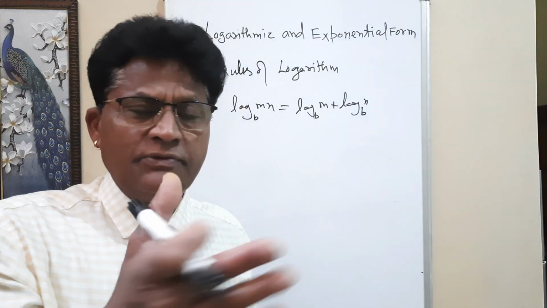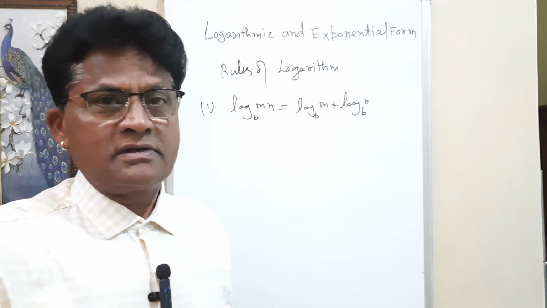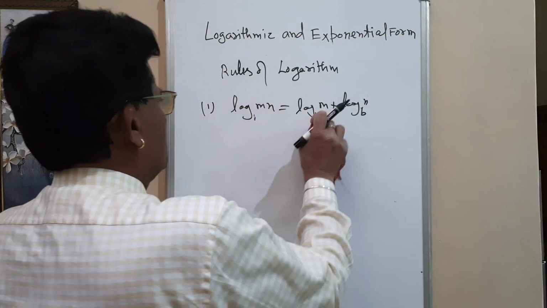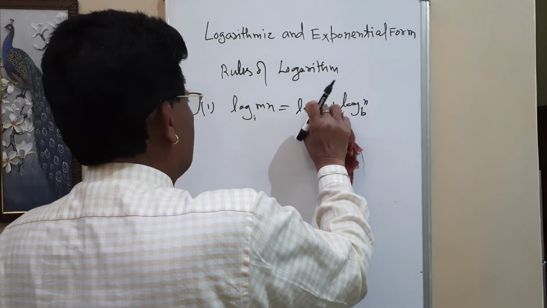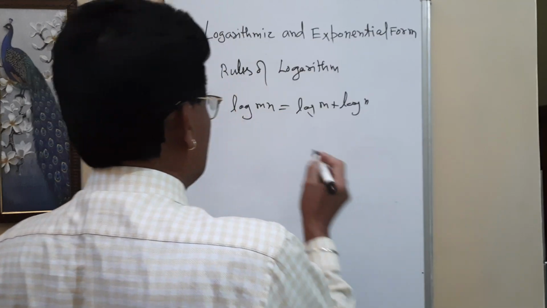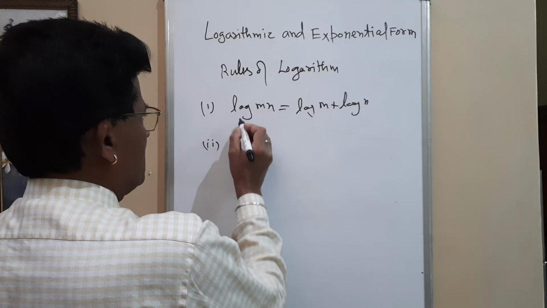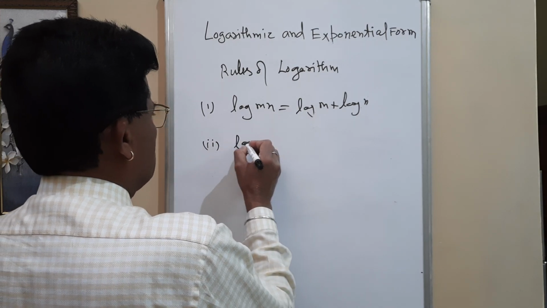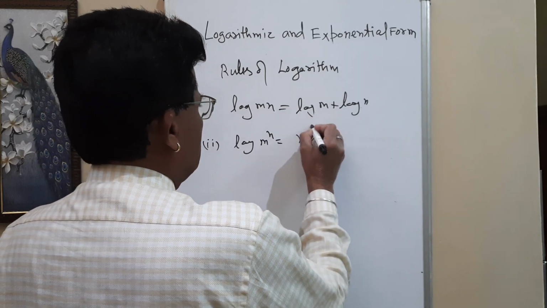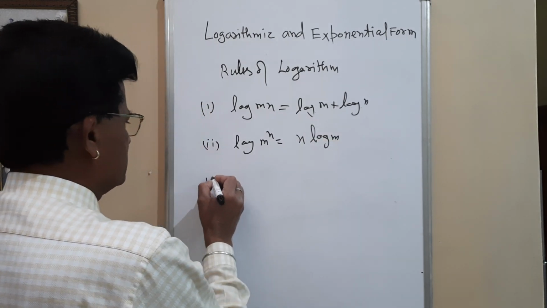Because whenever I find the log of different types of numbers, I will not write the base. That will be understood. I told you already, without the base, you cannot write the exponential form in the log form. Log of m to the power n, very important, it will be n log m. Very important.